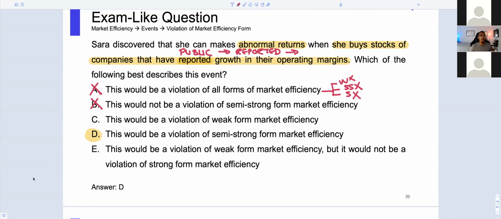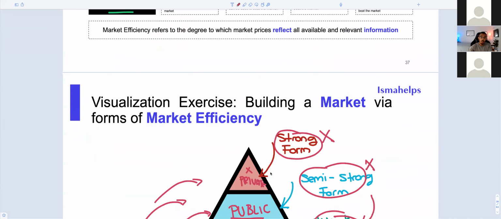We said that under a weak form market efficiency, you are allowed to use public information and private information to yield abnormal returns. And for that reason, C is no bueno. Now, what about D? D says that this would be a violation of semi-strong form market efficiency. Well, of course it is, because once again, and I hope this really helps y'all, okay?